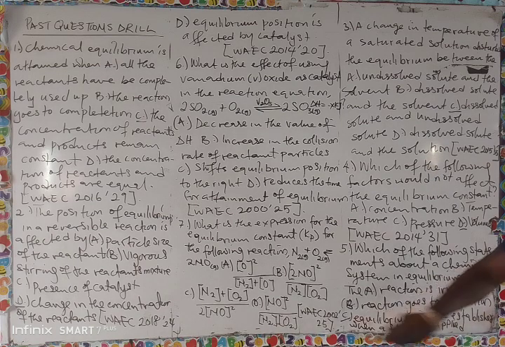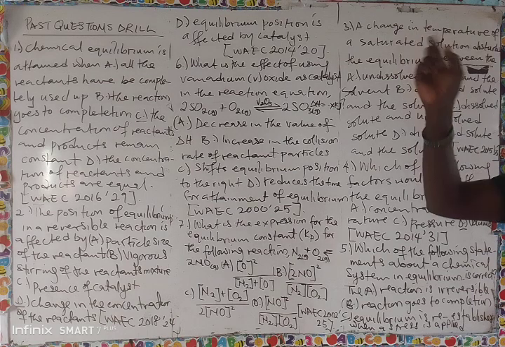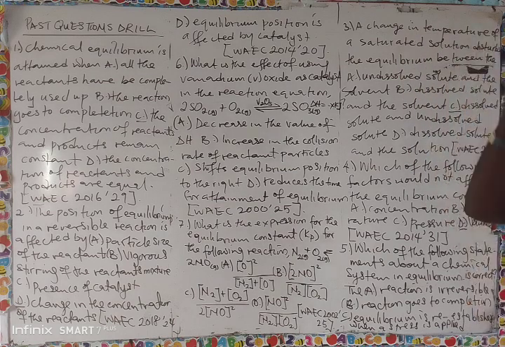Is C. Why not D? Equilibrium position is affected by catalyst. No. Catalyst does not affect equilibrium. It only makes the equilibrium to be attained quickly.